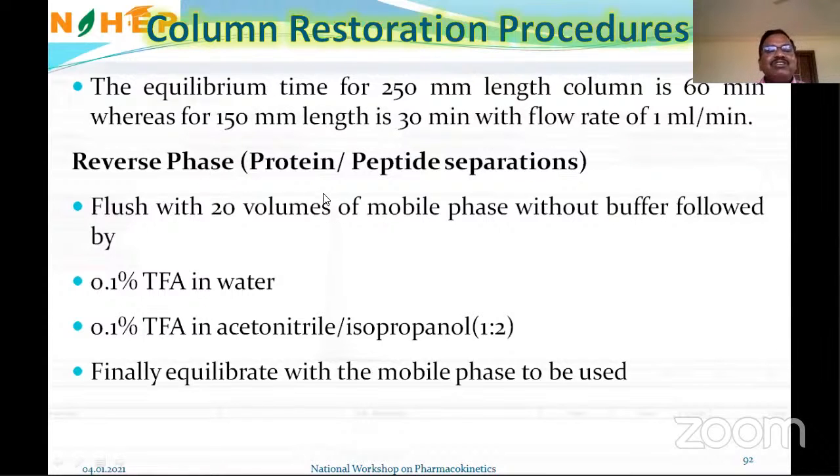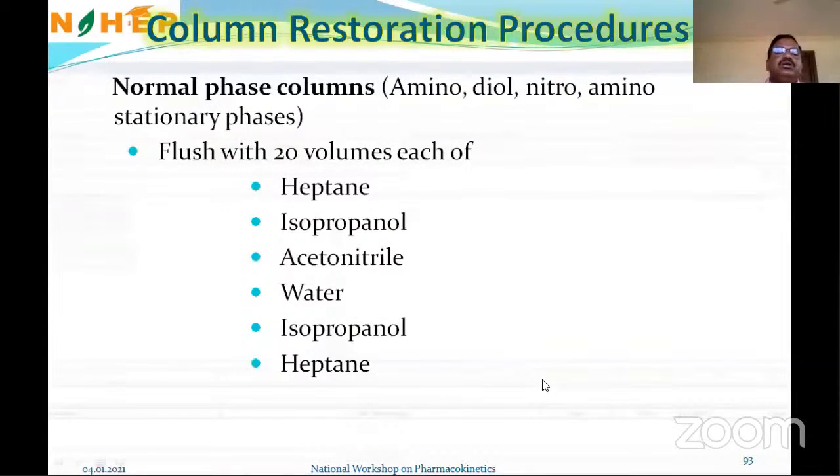Whereas coming to the reverse phase columns, which are used to separate proteins or peptides, here we have to flush with 20 volumes of mobile phase without buffer, followed by 0.1% trifluoroacetic acid in water, and followed by 0.1% trifluoroacetic acid in acetonitrile or isopropanol, and finally equilibrate with the mobile phase to be used for subsequent analysis.